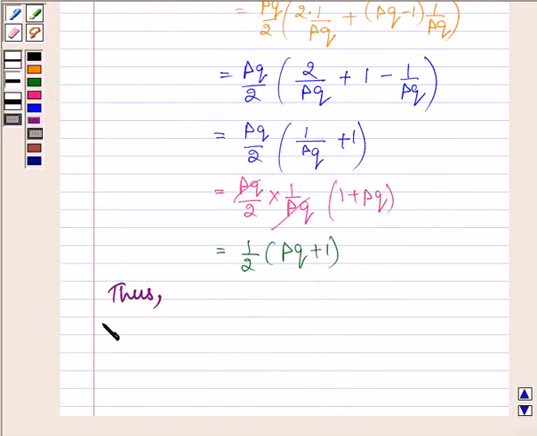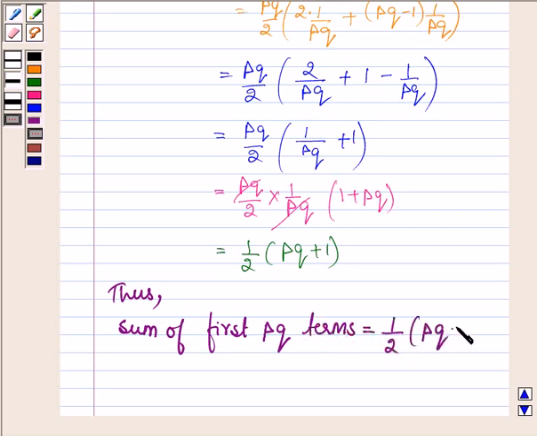Thus, we have shown that the sum of first PQ terms is equal to half of PQ plus 1. So this completes the session.